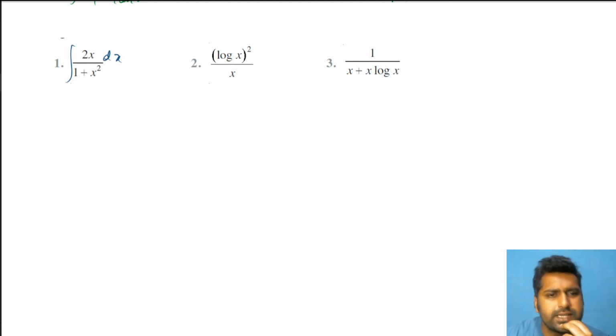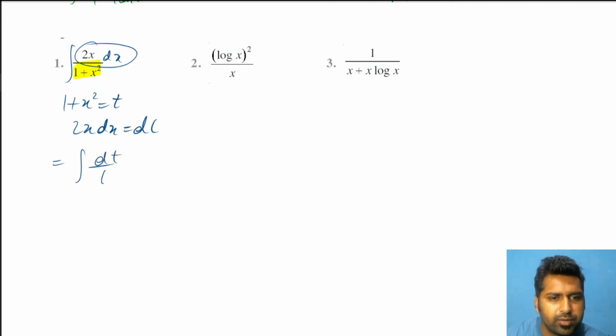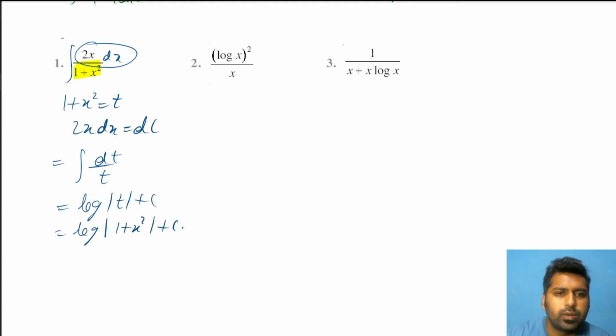Integration of 2x dx over, numerator and denominator, which is weird. By default, the denominator has 1 plus x square. So let 1 plus x square be t. So 2x dx is dt, and that is present here. So this integration becomes dt in the numerator and t in the denominator: log mod t plus c, that is log mod 1 plus x square plus c. Okay.